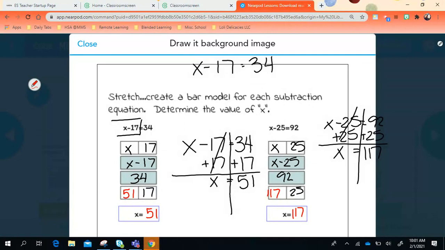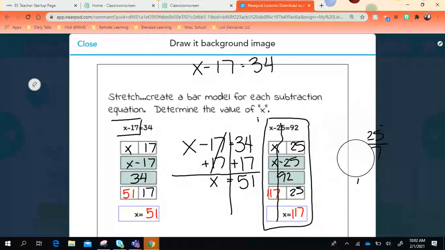And I want you to do something in your notebook for me. I want you to write this bar model down in your notebook, because I want to show you how to check your answer. So quiero que escriban el ejemplo en su libreta. So para los que están en la casa van a escribir este ejemplo en su libreta porque voy a enseñarles cómo chequear su respuesta.